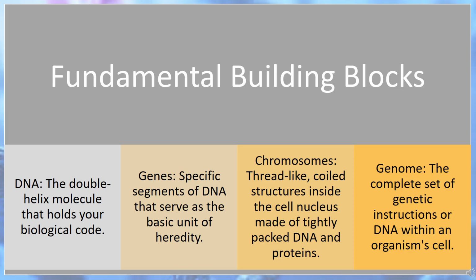Chromosomes, thread-like, coiled structures inside the cell nucleus made of tightly packed DNA and proteins. Humans typically have 23 pairs, 46 total, of chromosomes. Genome, the complete set of genetic instructions, or DNA within an organism's cell.